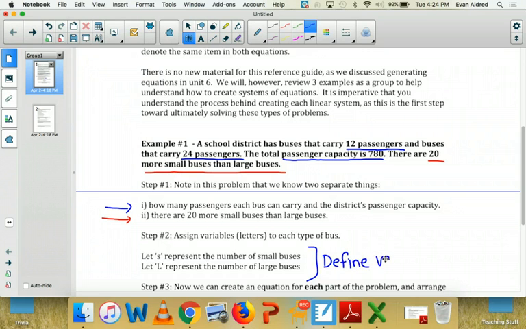We are saying let, in this case, S represent the number of small buses, and we are saying let L represent the number of large buses. Now I want to be clear on something that I've been clear on in the past, which is don't just state let S represent small buses. You have to be specific. So what about the small buses? Well, it's the quantity. It's the number of small buses. So S represents the number of small buses. L represents the number of large buses.